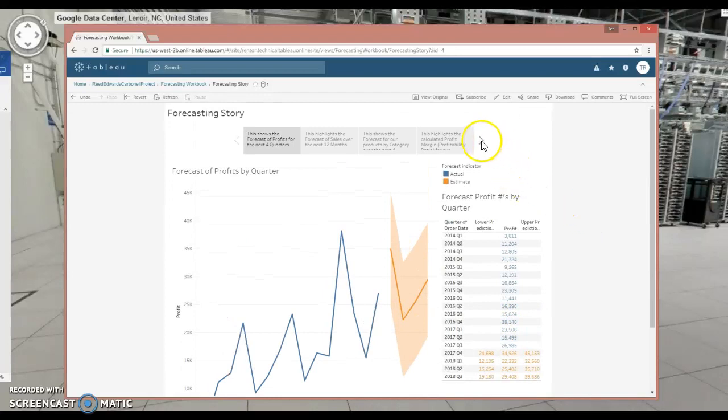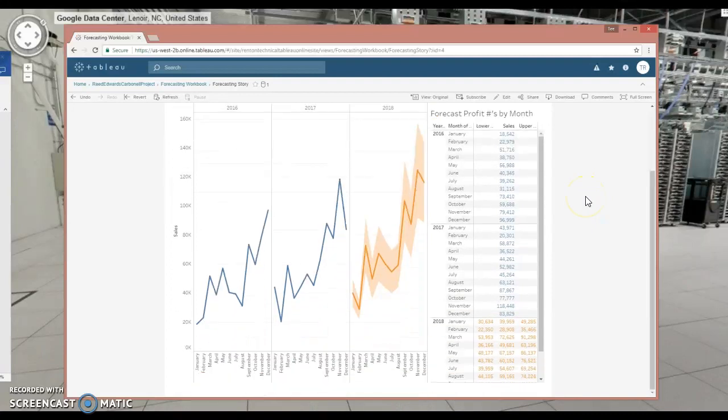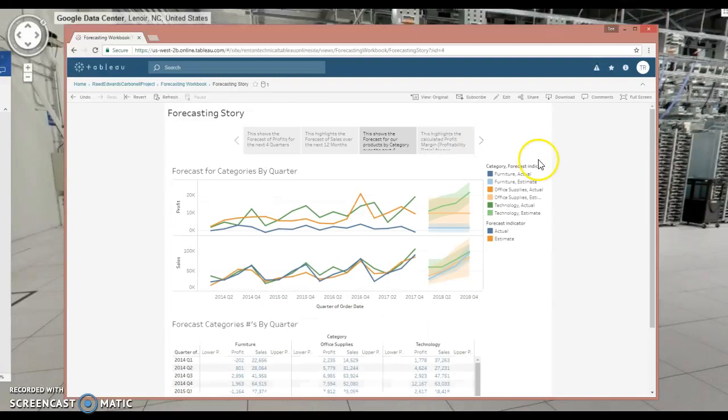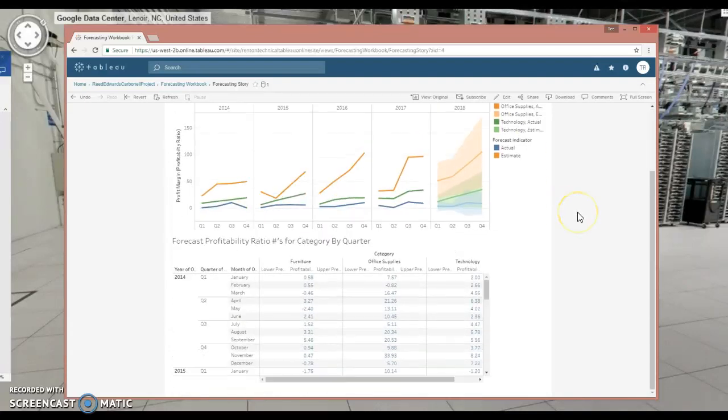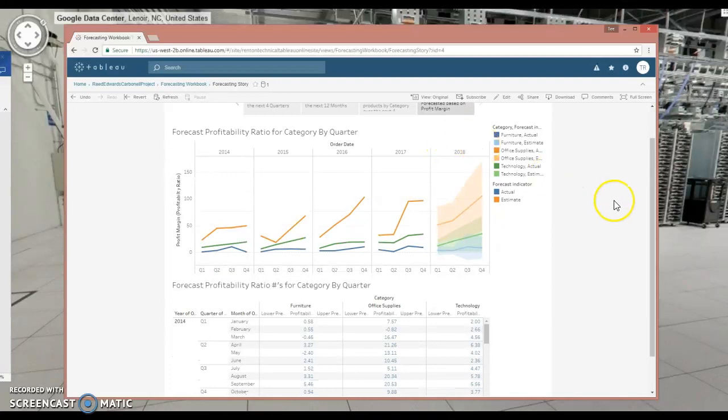Tableau makes really clean charts. This highlights the forecast of sales over the next 12 months. This shows the forecast of our products by category over the next 4 quarters. And then this highlights the calculated profit margin profitability ratio for our categories in the past 4 years. Then the next 4 quarters are forecast based on profit margin.